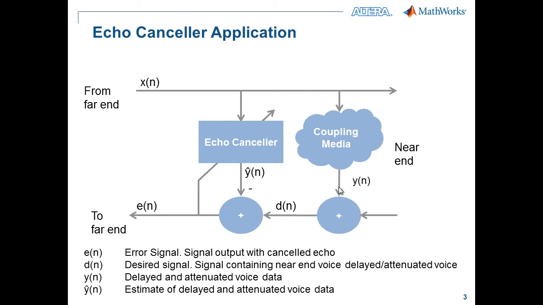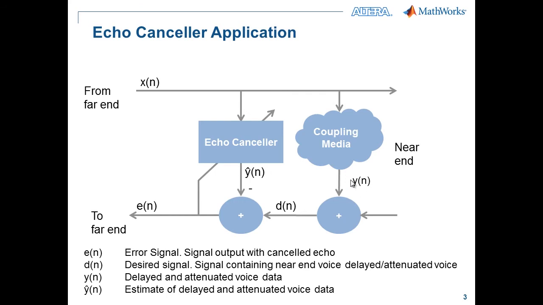So the coupling here that might occur for old landline systems included things like the hybrid. If you're on a speakerphone, it can include the room that you're in when you're on the speakerphone. There's a coupling that occurs in there. On a cell phone, it can occur through the physical packaging of the phone itself and through some coupling between the speaker and the microphone on your cell phone.